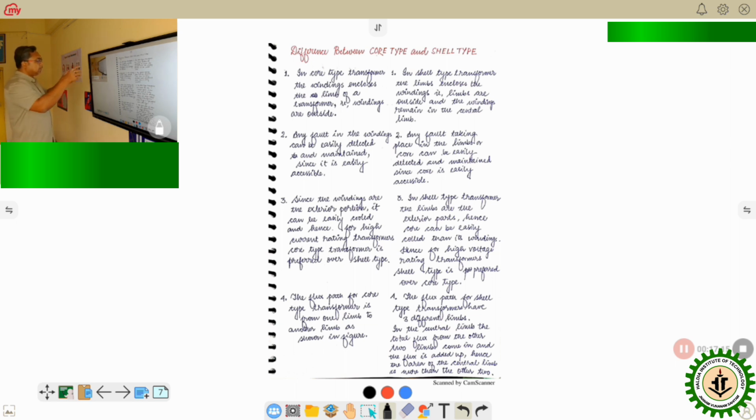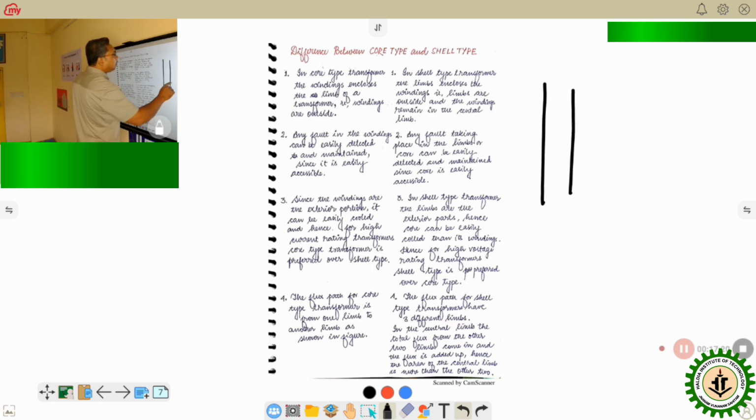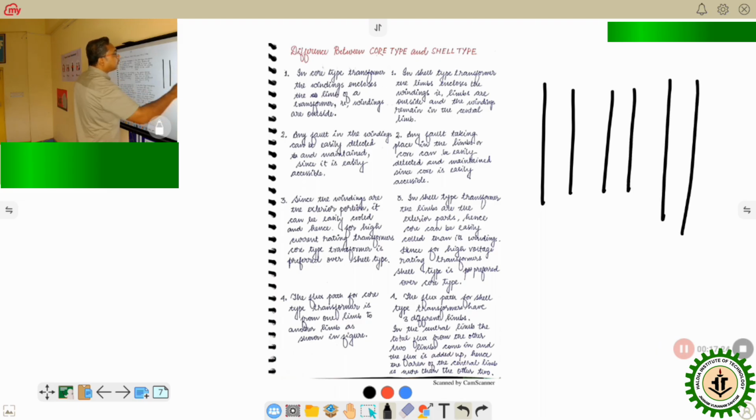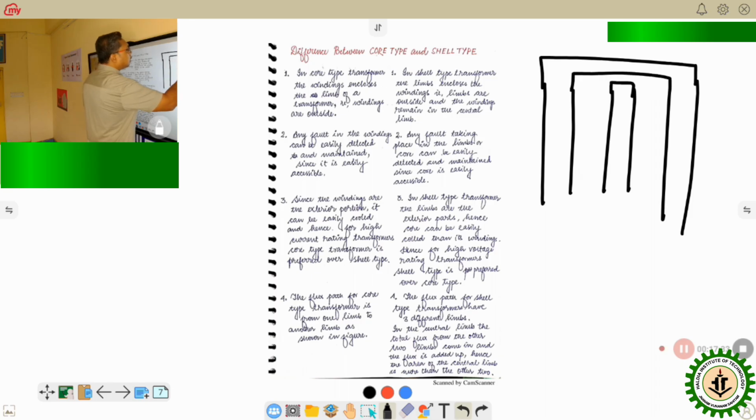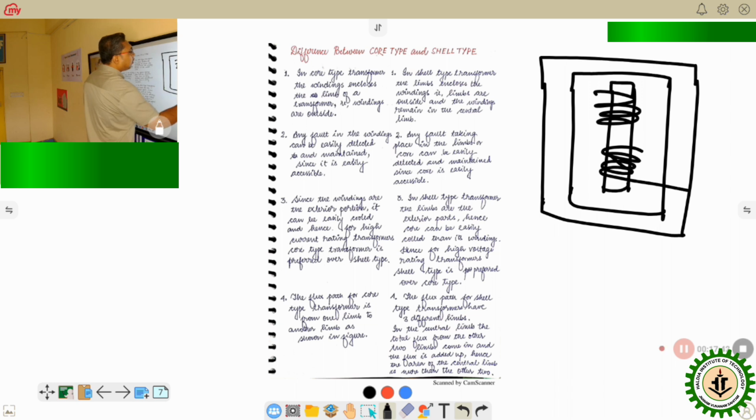It means that in shell type we have three limbs. So don't just write the difference that it has three limbs, write it like how I have written. I've just drawn a schematic. So here you have the winding of the shell type.